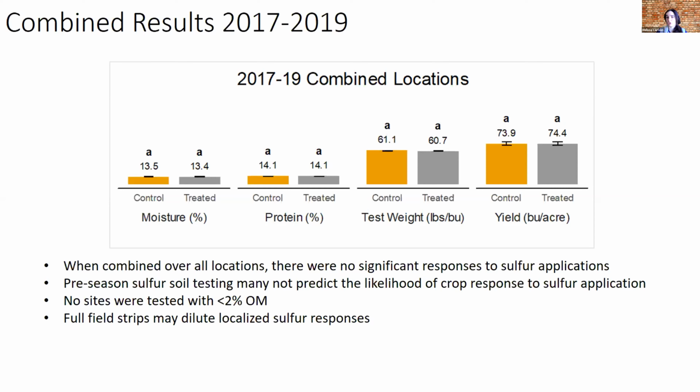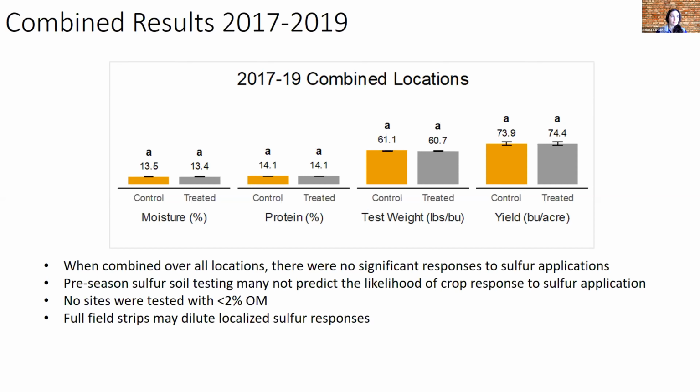Part of this may have been just due to weather. We had enough sulfur mineralization from some of the organic matter to supply all of our sulfur needs. I know this is similar to what Dan Kaiser had found in some of his small plot research, not really finding any responses to sulfur in wheat for sites that had over 3% organic matter. And we saw that even in our sites with 2 to 3% organic matter, we didn't have much for responses.